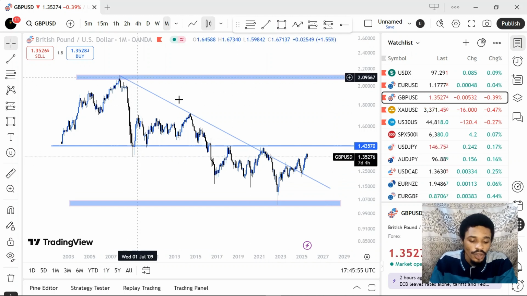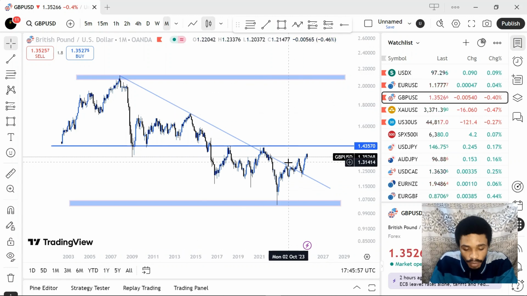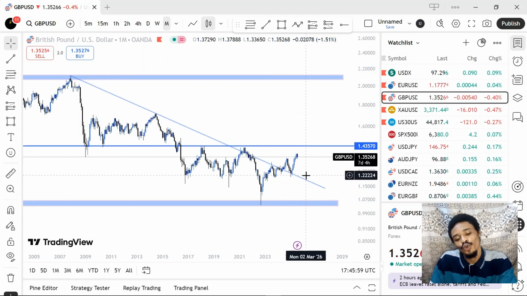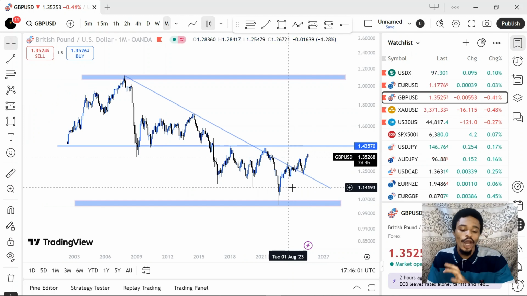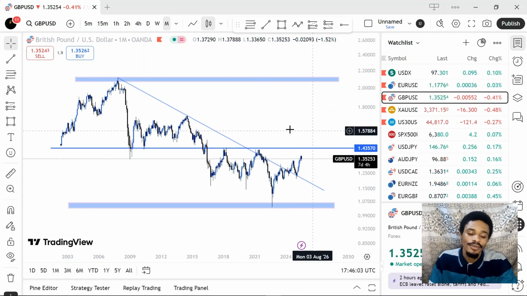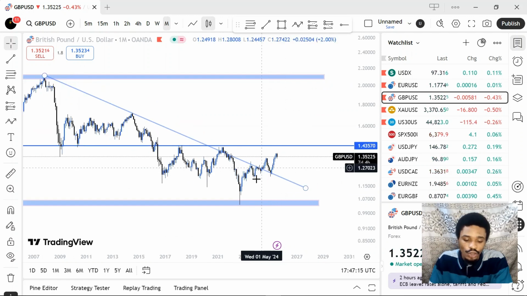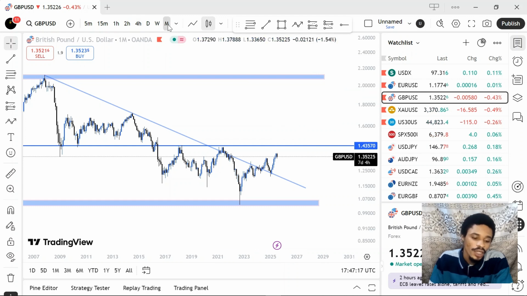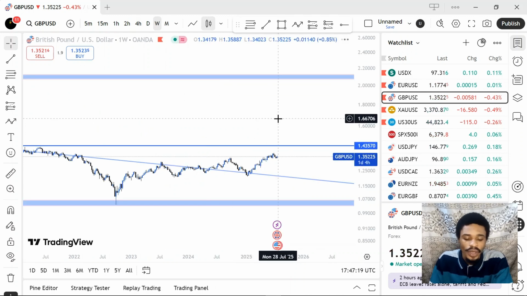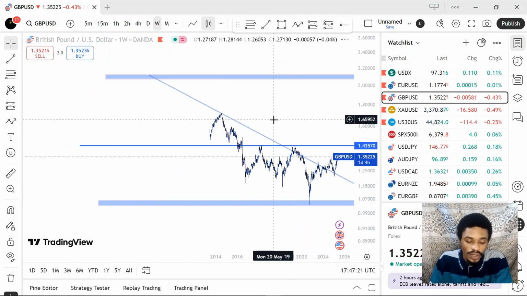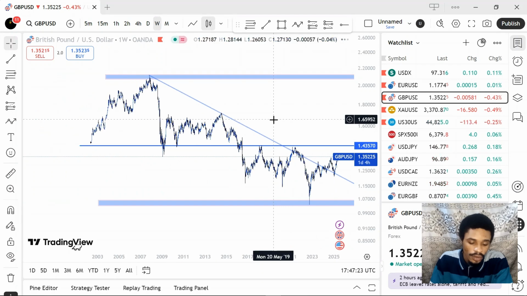Beautiful. It touched here, came here and respected the trend. So what do you think is happening? Now there's a reversal here. And now what are we thinking it should do? It should keep pushing to the upside. Then we go on the weekly time frame. Is it also showing us the same thing?